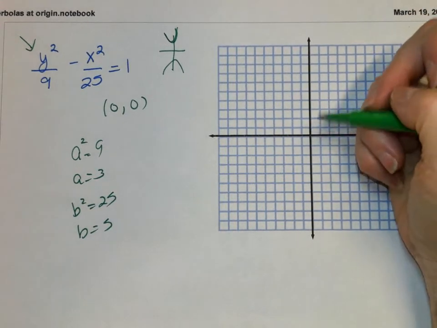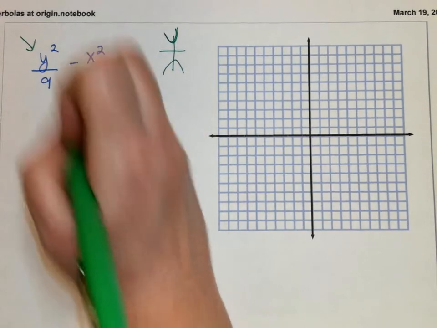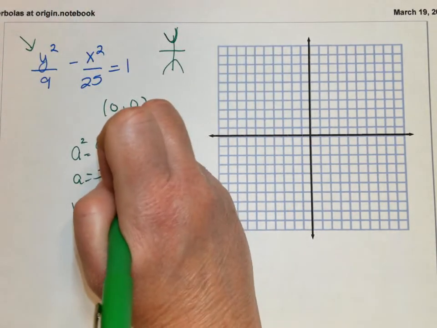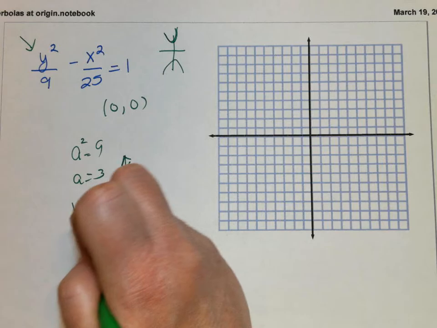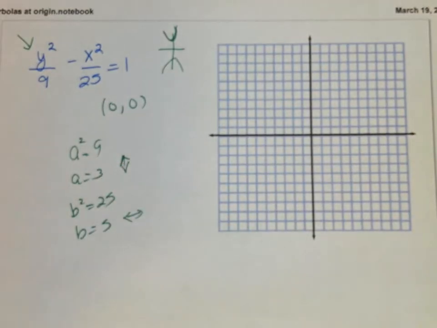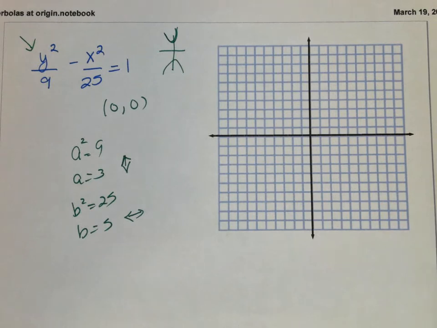So I go the direction they are, under. So the 9 is under the Y, so this one goes up and down. And the 25 is under the X, so this one goes side to side. I know that's not what we're used to, but that's what we're going to do.